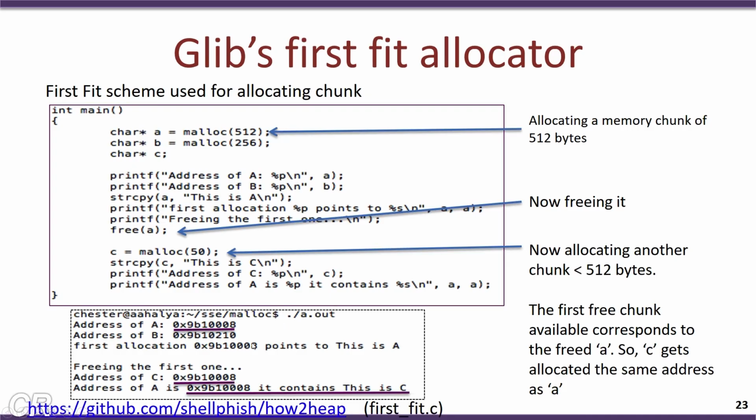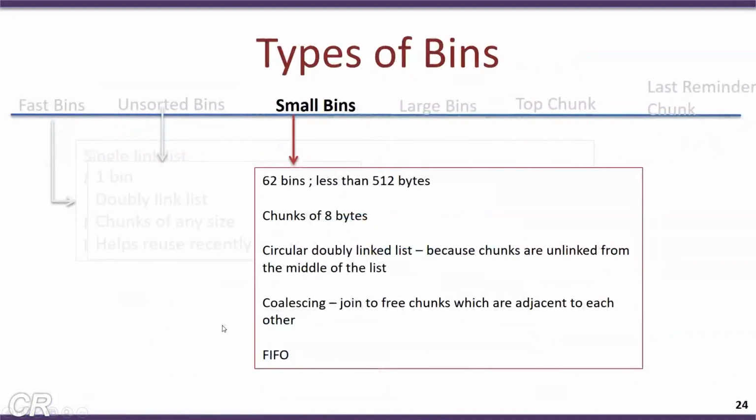Thus, when we run this program, this is what we would see. We would see that the initial allocations of A and B are at these addresses, and when we allocate C after freeing A, it would get exactly the same address that A has obtained. So you note that both A and C are pointing to the same location, that is 9B10008.